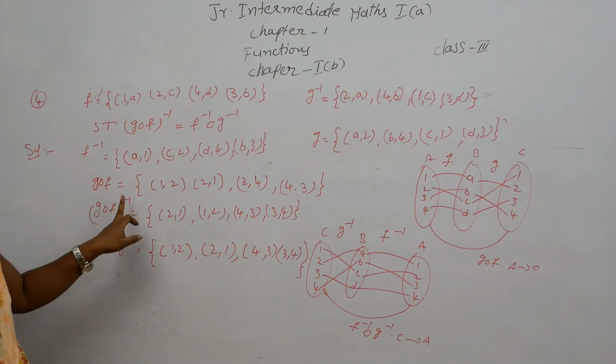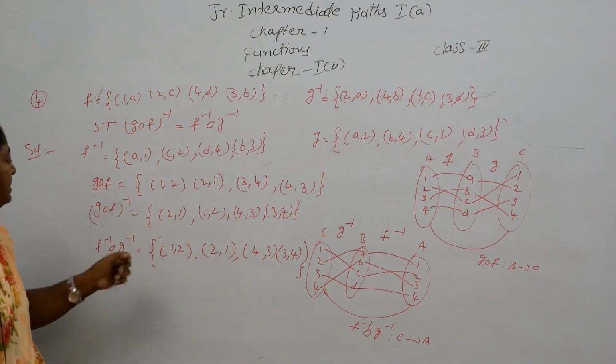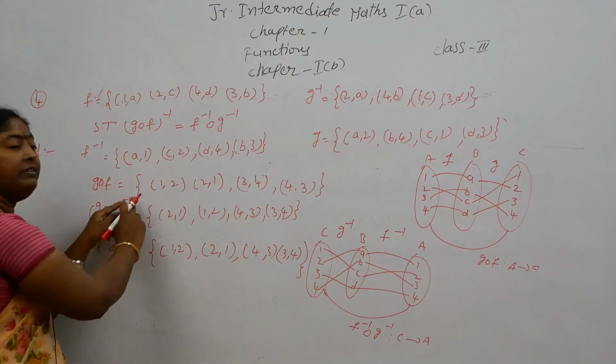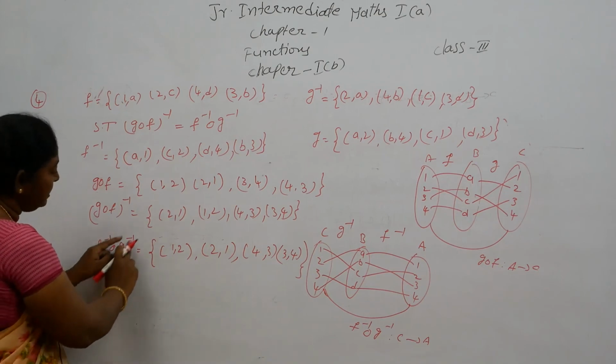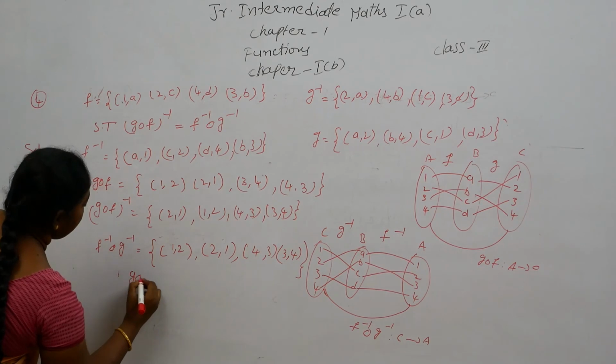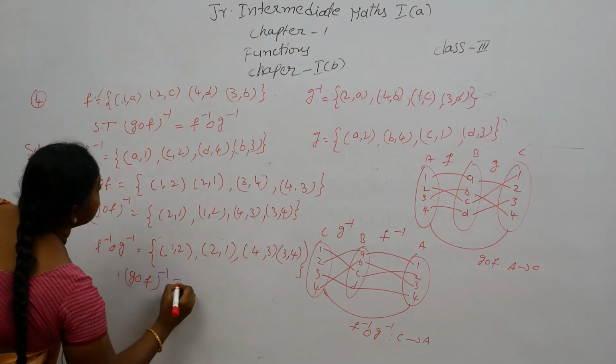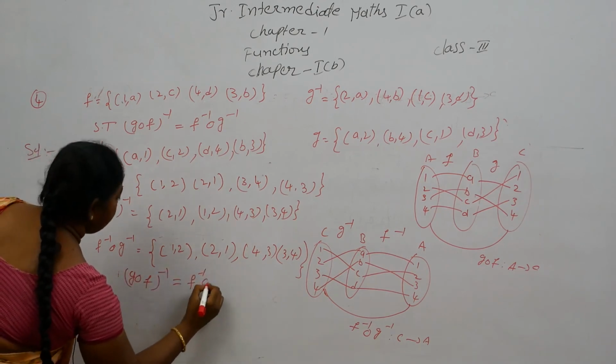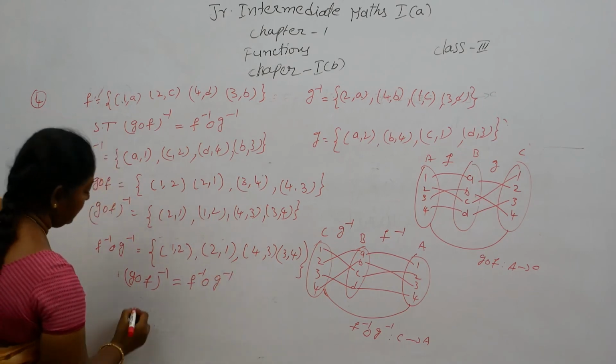So G circle F inverse equals F inverse circle G inverse. So we proved that G of F inverse equals F inverse of G inverse. Hence proved.